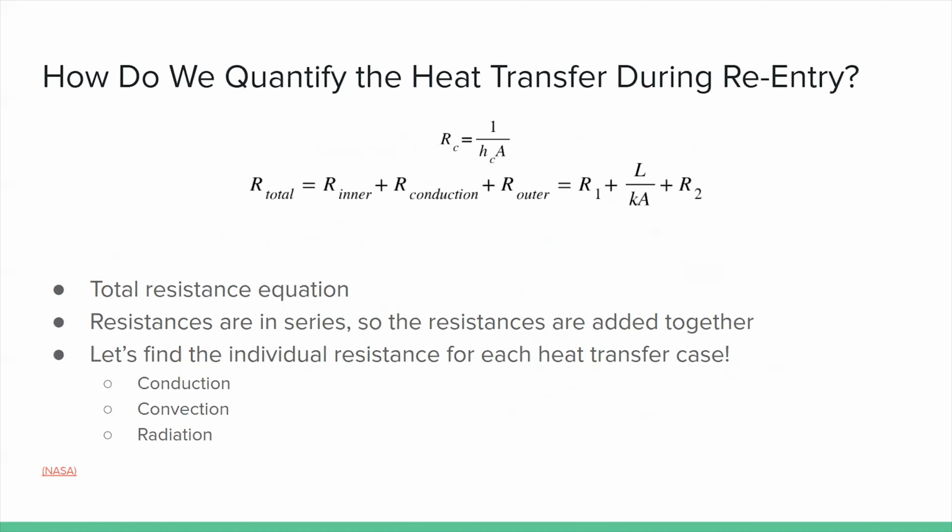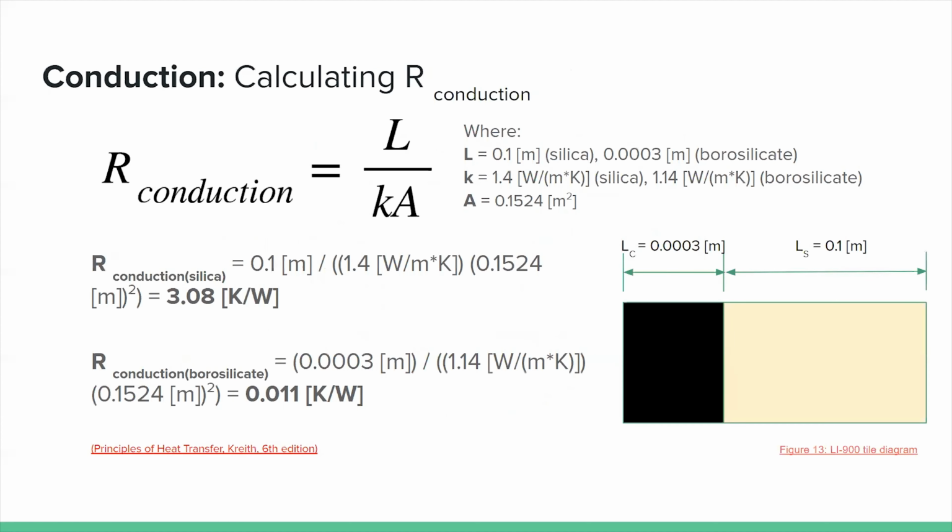We first begin with the electrical engineering analogy that compares heat transfer to Ohm's law, which we have seen in class. This allows us to find the individual resistance for each heat transfer case, namely conduction, convection, and radiation. Starting with conduction, the calculation of the conductive resistance for both the silica and borosilicate coating are on screen, along with all the values needed to perform that calculation.